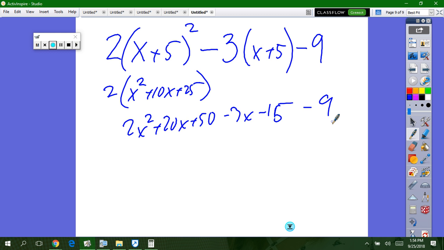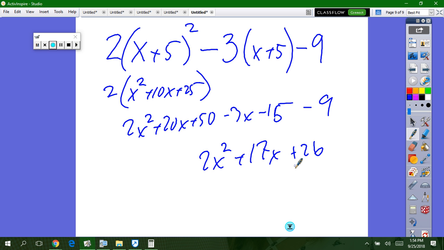I just expanded everything. And that simplifies to be 2x squared plus 17x, and 35 minus 9 is 26. Okay. Is everybody there with me? Did I do that right, by the way? Let me just quickly check. Okay. And then I can just factor him like I was just showing you, correct? Can we do that really quick?